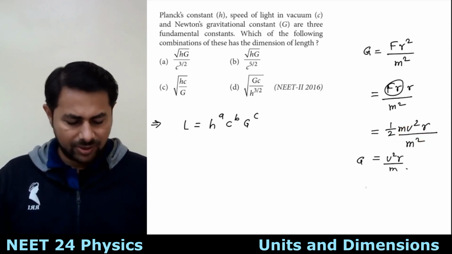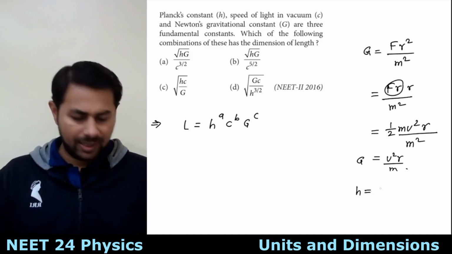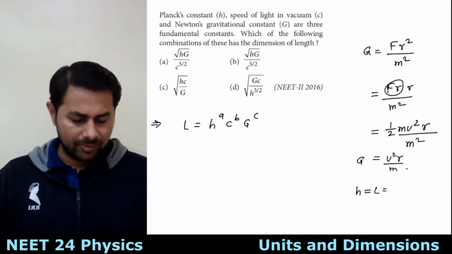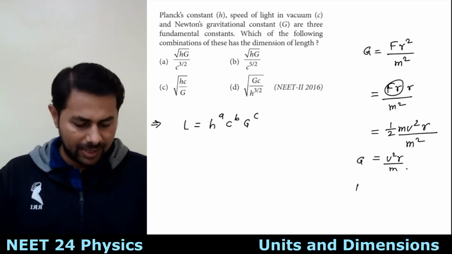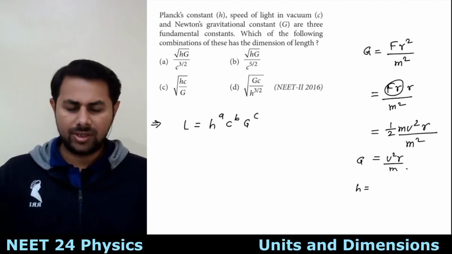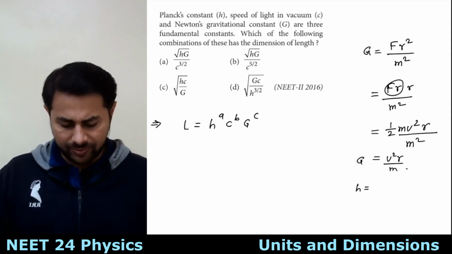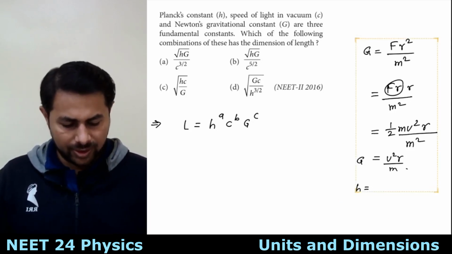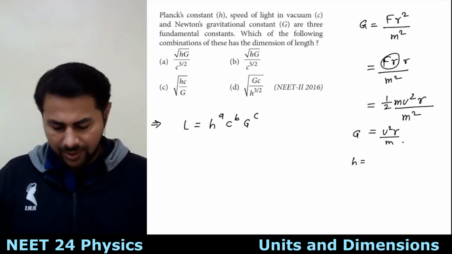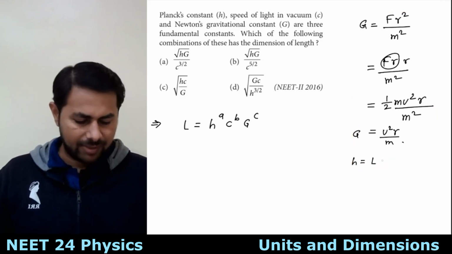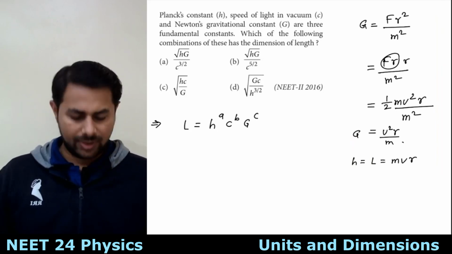Similarly, now Planck's constant has the same dimensions as that of angular momentum. This thing you have to remember, Planck's constant and angular momentum. They sometimes ask this question also. Planck's constant has the same dimensions as that of angular momentum, right? So h has the same dimensions as that of angular momentum, that is m v r.